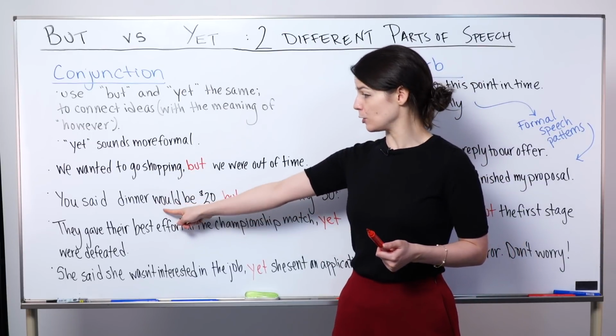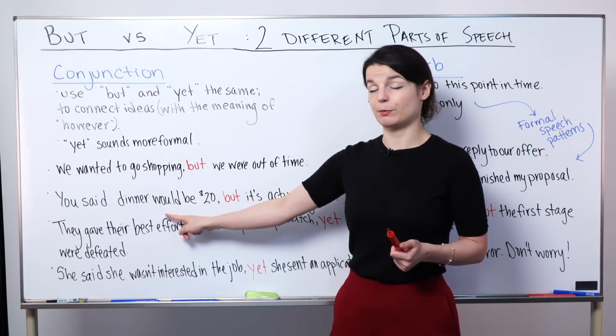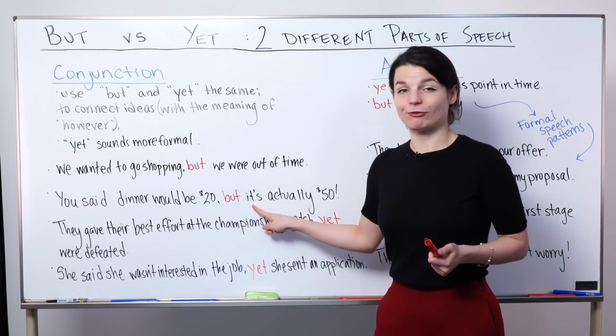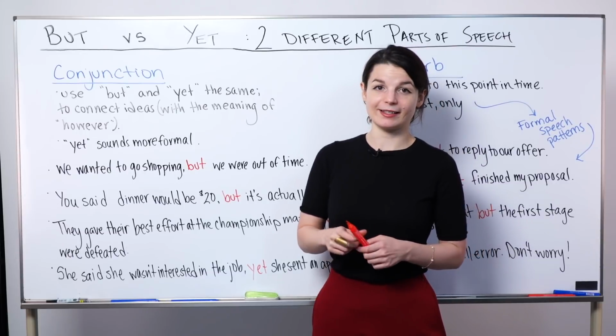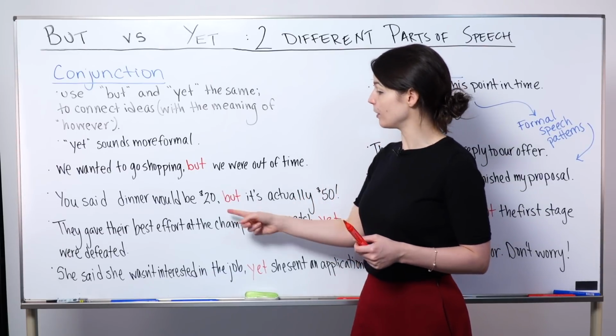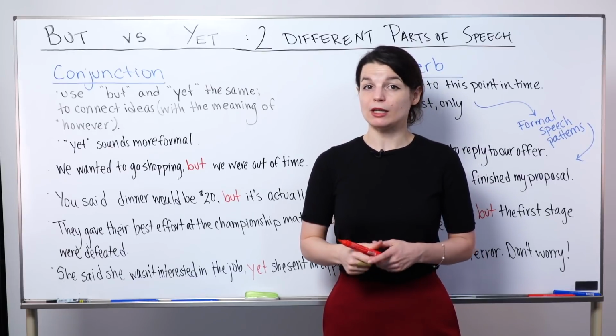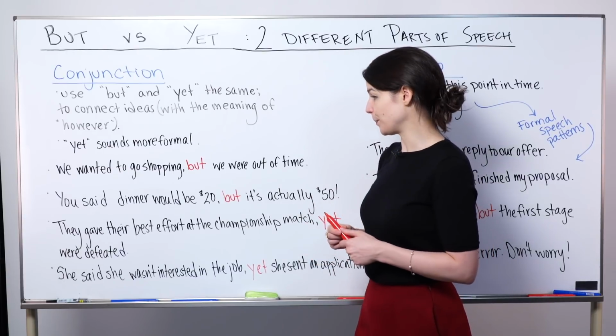In this case, you said dinner would be $20, this past tense statement. But it's actually 50. So here is a present tense statement. We connect these ideas with but. Now let's see some examples where we might use yet as a conjunction.